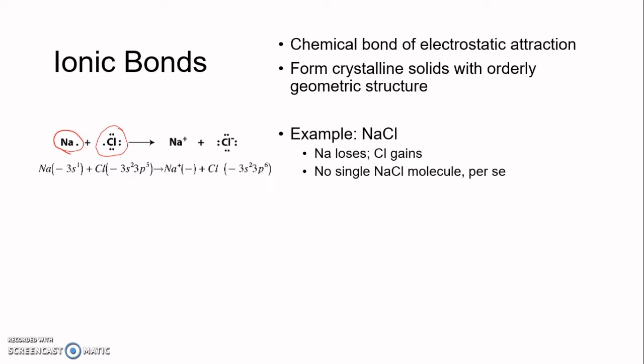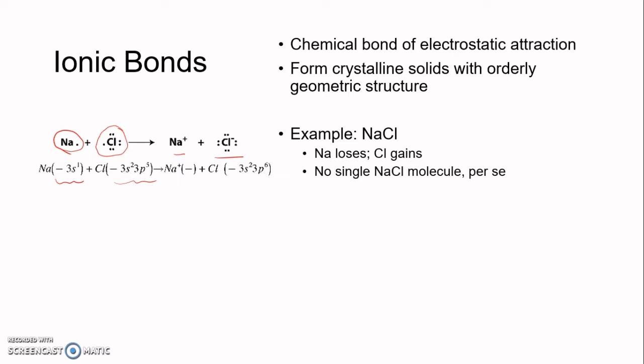The easiest way for this to happen is for sodium to lose that extra electron, and by losing that extra electron, it now goes down to the next electron shell, which will be completely full. And then chlorine would be best to accept that extra electron. So as a result, sodium becomes positively charged, because there's one less electron, and so one more proton than electrons. Chlorine then becomes negatively charged because it has one extra electron.